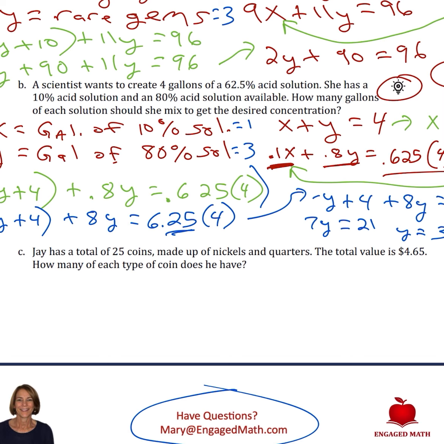Okay, let's go to the third problem here. And this one's going to seem not so tough after that very challenging light bulb problem. So J has a total of 25 coins. I'm going to let x equal the number of nickels, and y equal the number of quarters.